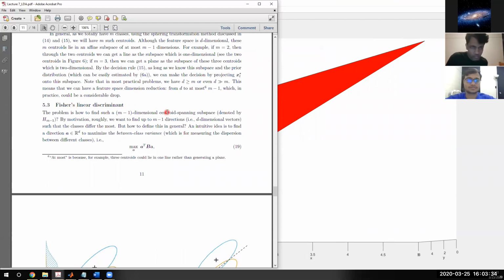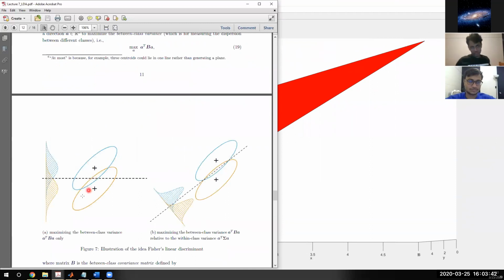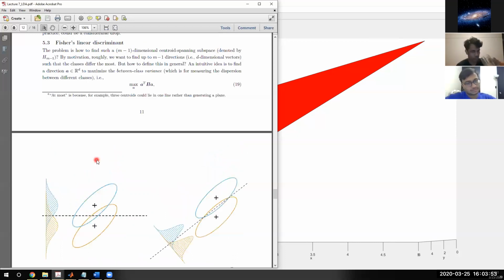Here, we're going to introduce Fisher's linear discriminant. So a very, very fundamental idea is this. Well, you have this kind of centroid. I'm going to find a direction such that your centroids separate the most, right? So in this case, using a term of statistics, this is to maximize the between class covariance. So the between class covariance is to measure the dispersion between different classes.